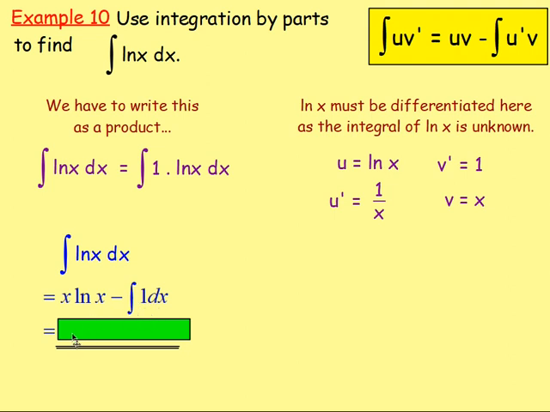After that, you can integrate, so x ln x will stay as x ln x. And if you integrate 1 with respect to x, you would get x. Perfect. And you'd have plus c. So that would be your answer.